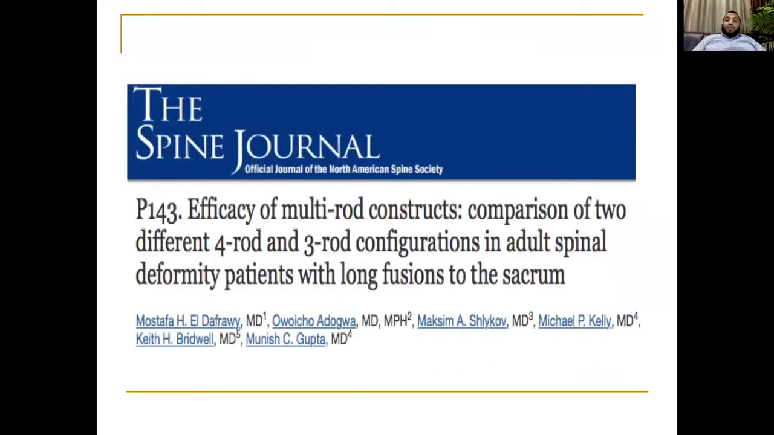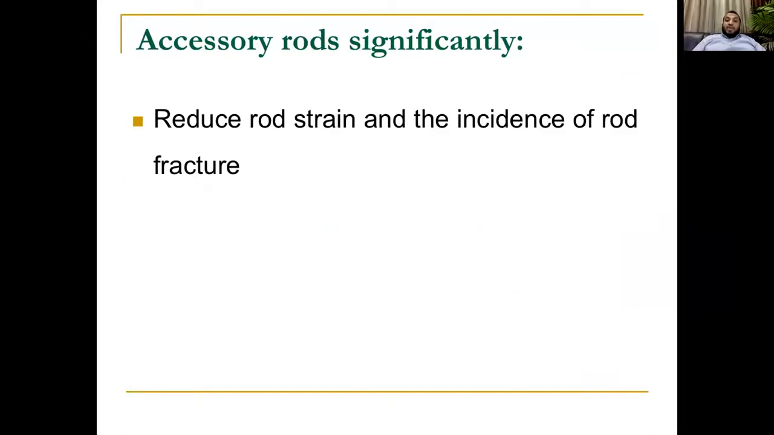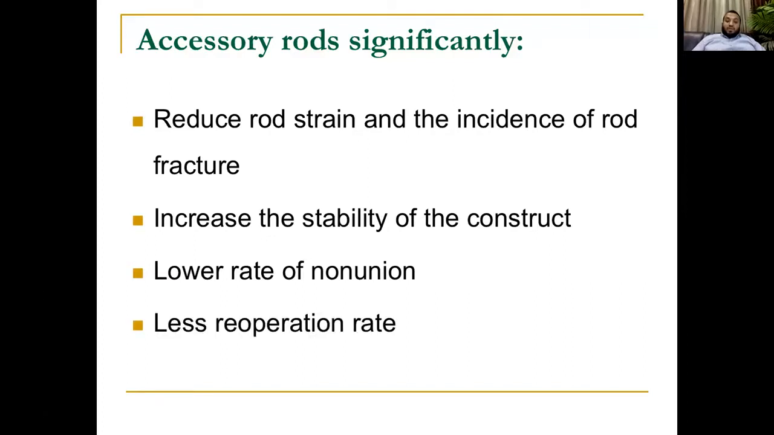Most of this literature has proved that accessory rods significantly reduce the rod strain and the incidence of rod fracture. Those rods increase the stability of the construct, with lower incidence of non-union and, of course, less reoperation rate. However, most of this data studied the use of accessory rods in adult spinal deformity or pedicle subtraction osteotomy of the lumbar spine, I mean in spinal deformity correction.